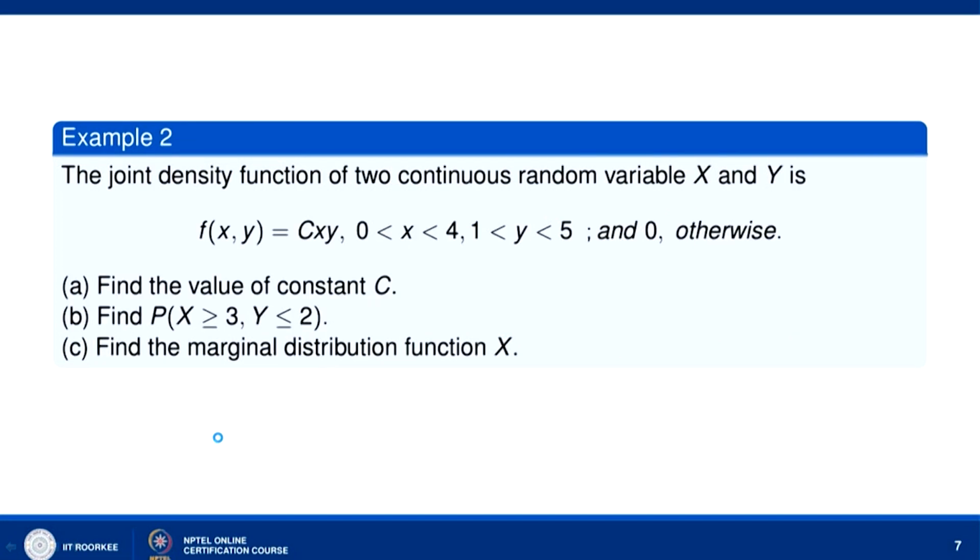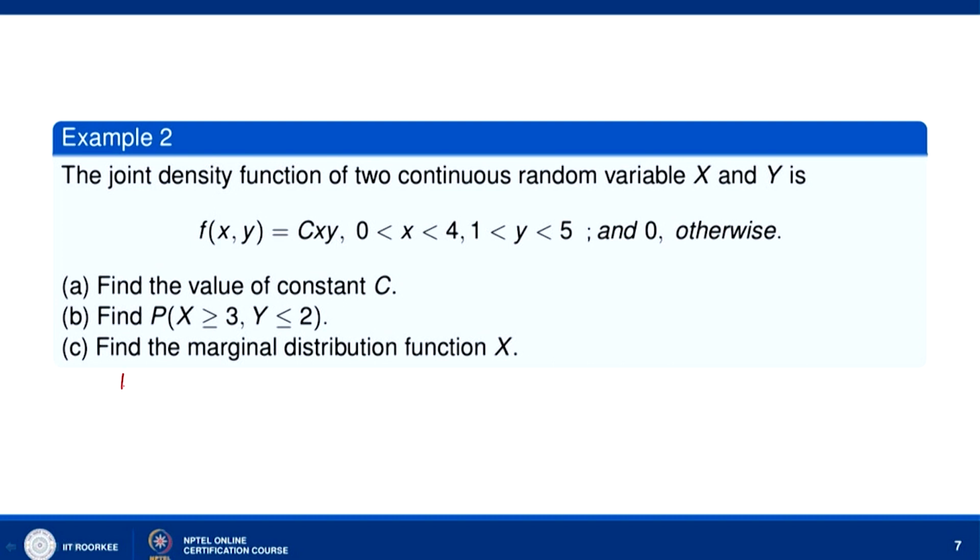We have considered just now a discrete case of two discrete random variables. Let us consider now a continuous case, a continuous joint distribution of two continuous random variables. The joint density function of two continuous random variables x and y is given by f(x, y) equal to cxy, where x varies from 0 to 4 and y varies from 1 to 5, and 0 otherwise.